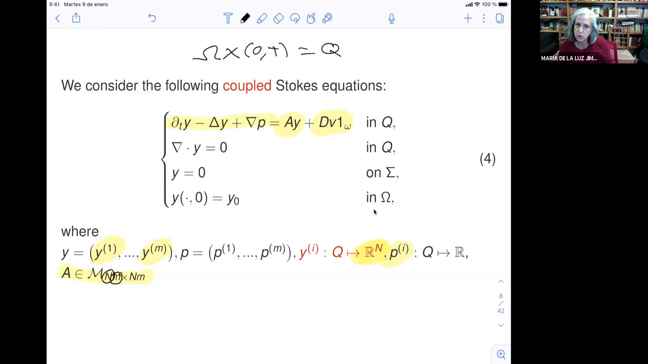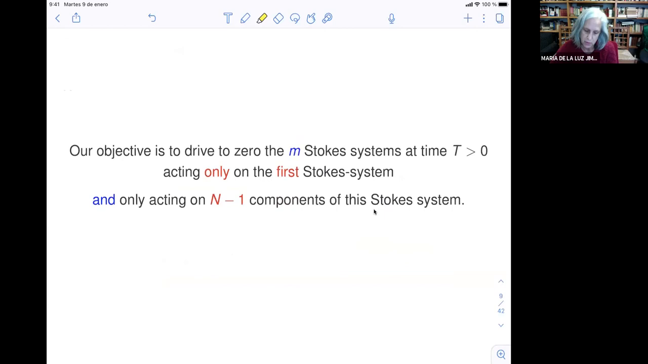So I am considering divergence-free equations of each component, if you want, of each equation, and again, an initial data in a particular space where everything is well placed. So what is my objective? I want to drive to rest these M Stokes systems at time capital T, and I only want to act on the first Stokes system.